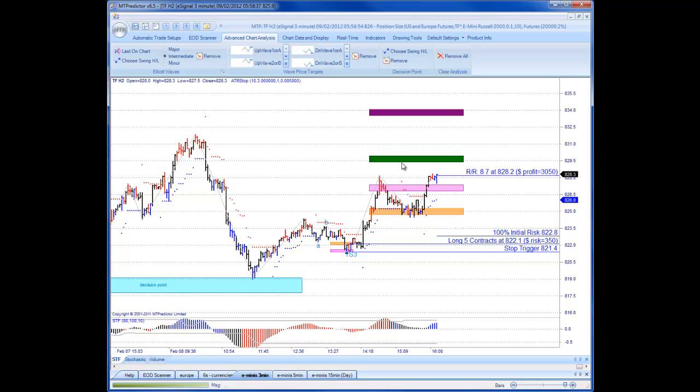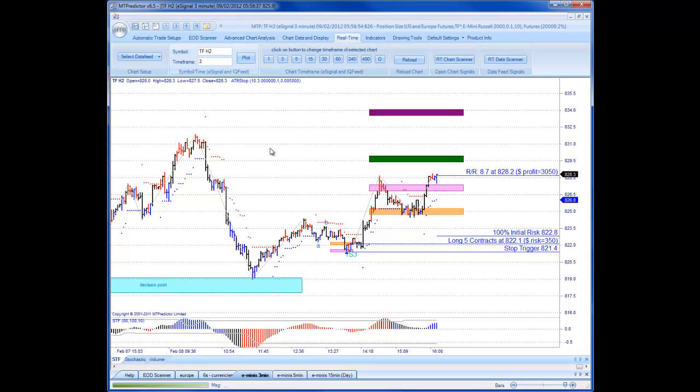We were then going for our typical wave 3 WPT target, and that was a great example yesterday of not only our 15-minute DPs giving us leading indicators of support and resistance, but also a great example of the Holy Grail trade setup on a 3-minute chart of the Russell Index yesterday. So a very good day for MTPredictor customers yesterday, particularly on this trade setup here.